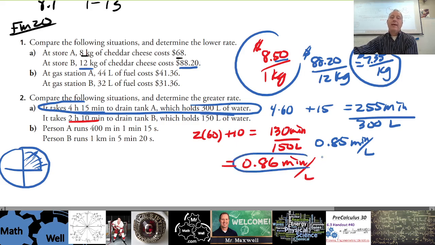Now, again, if you're talking about how many liters of water that a machine can process or something like that, then you're going to go liters per minute, and that's the greater rate, right? Like if you're pumping something out, it's a higher liters per minute. And that's easy. You would just flip these numbers around. If you wanted liters per minute, you would do 300 divided by 255, or you would do 150 divided by 130. That would be the liters per minute.